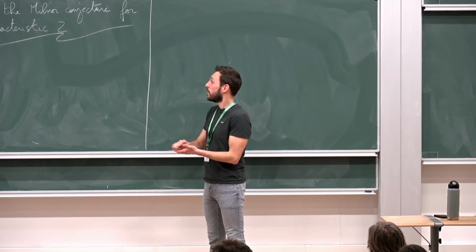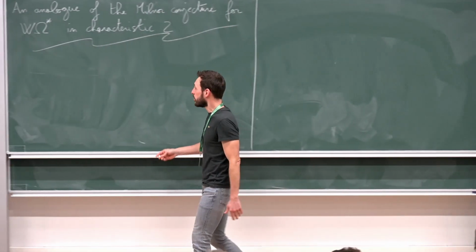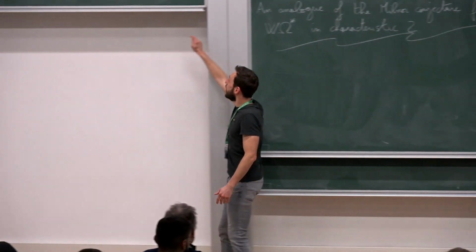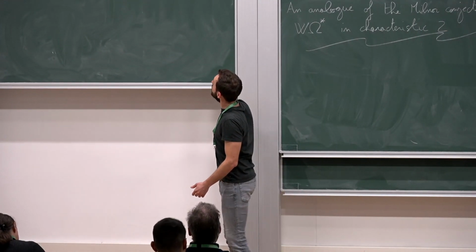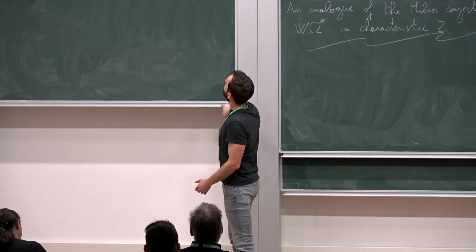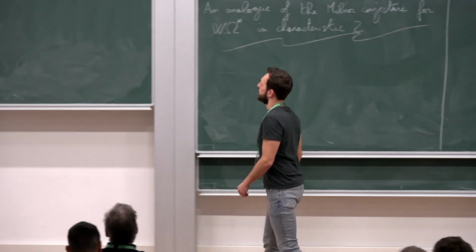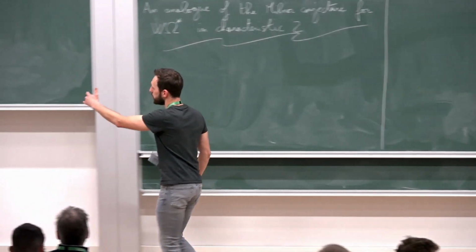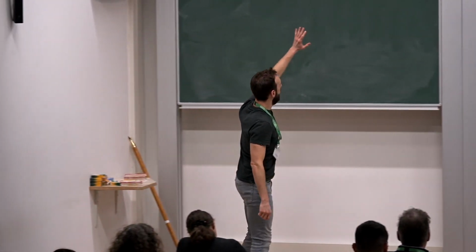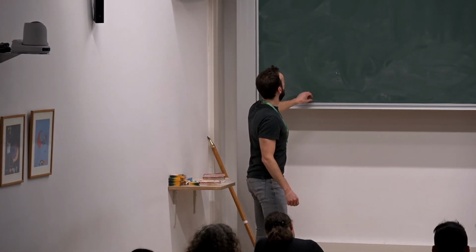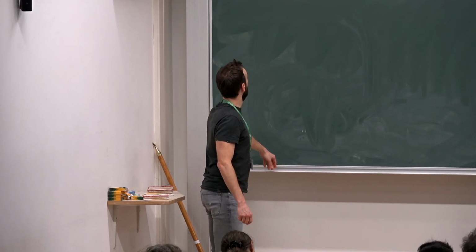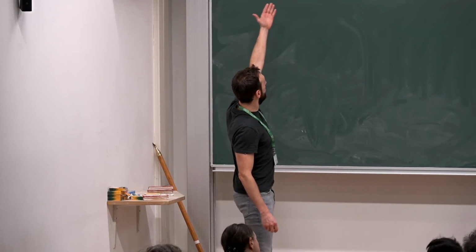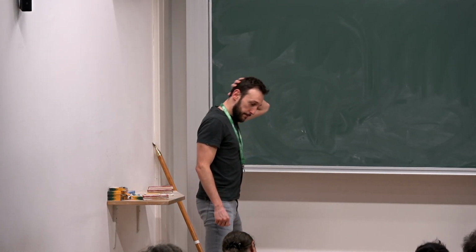All right, so I'm going to talk about the Milnor conjecture for the de Rham-Witt complex, and let me start with the Milnor conjecture. So the Milnor conjecture is a relationship between Milnor K-theory and the Witt group. And there is something you can do also for the de Rham complex, and there is a similar isomorphism like that.